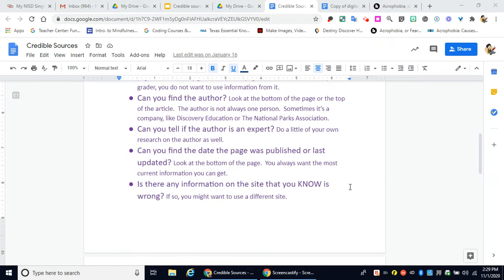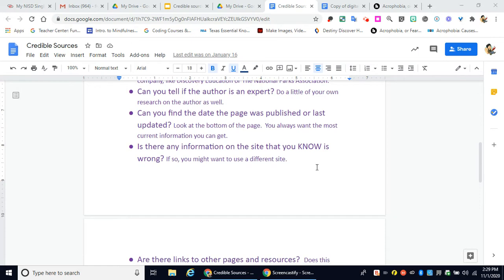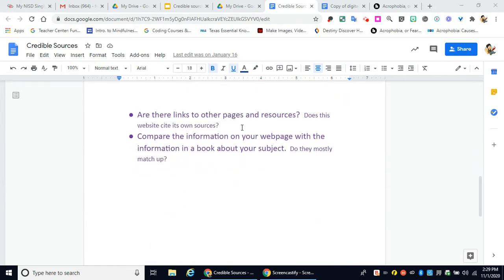Another really important indicator is the date that the article or the website was published or updated. You always, of course, want the most current information. You do not want to use information from an article that was written 20 years ago, because hopefully discovery and research has led to new findings in your topic, and you want to get the most current information out there. And you might read an article and just know that something seems off or doesn't seem right. That would be a red flag.